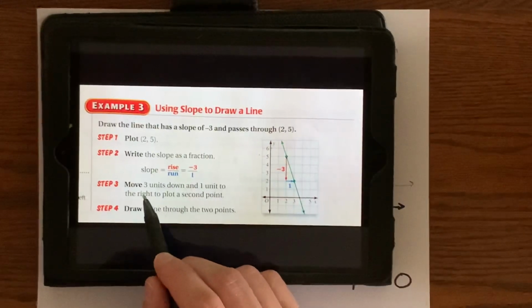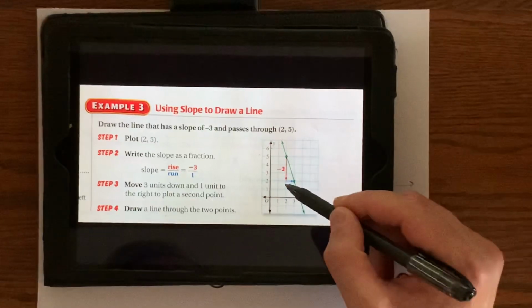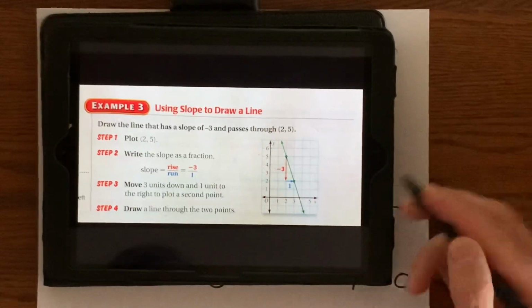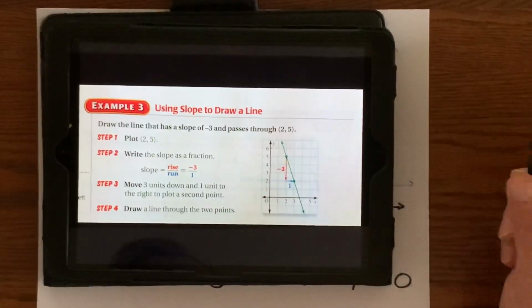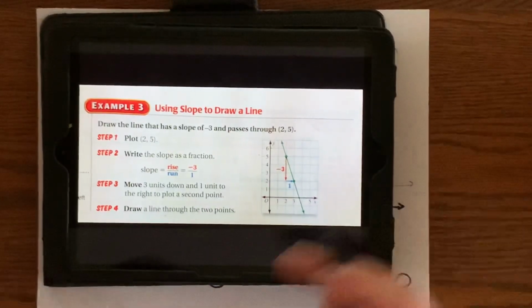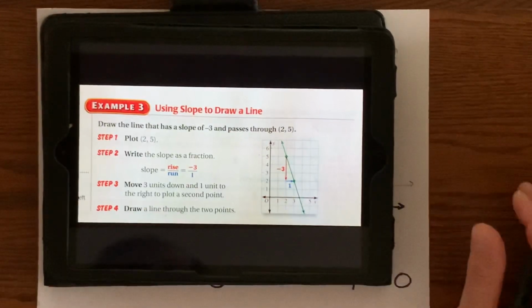So I'm going to move 3 units down and 1 unit to the right to plot a second point. And I make my second point, and then I draw a line through the 2 points. And then I've done it. I've used my slope to draw a line.